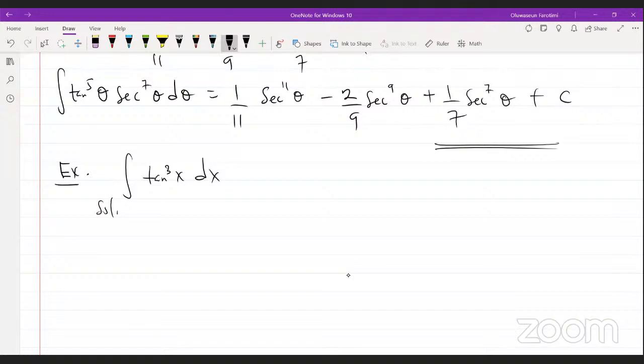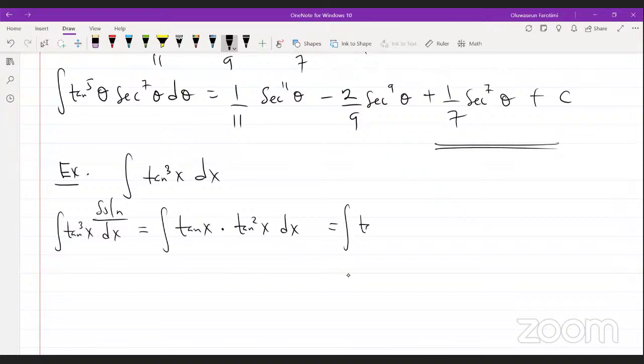I can definitely use the same principle of splitting this down. This is going to be the integral of tan of x times tan squared of x dx. But what is tan squared of x? In terms of trigonometric identity, you can write that as secant squared of x minus 1. So at this point, what exactly can I do, guys?